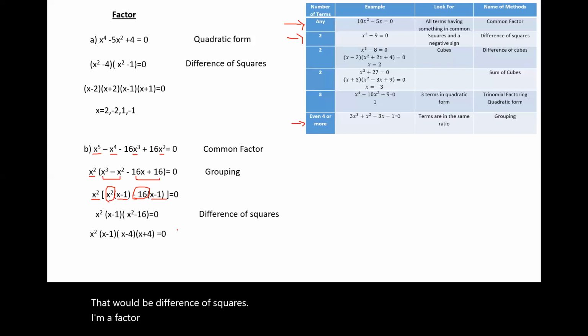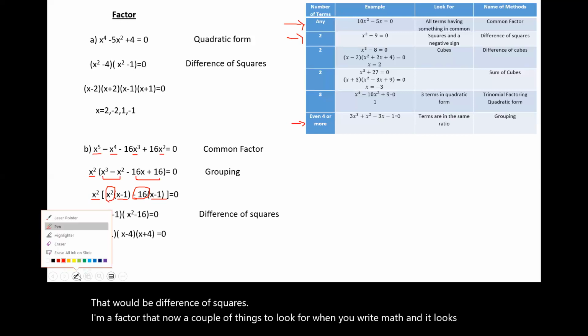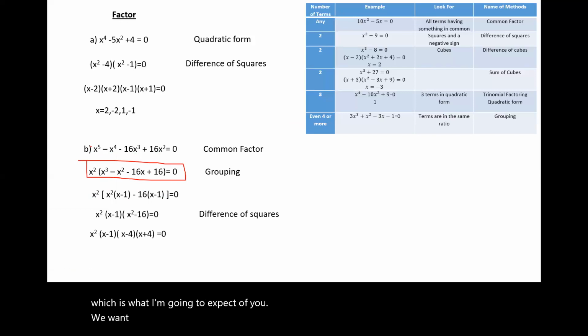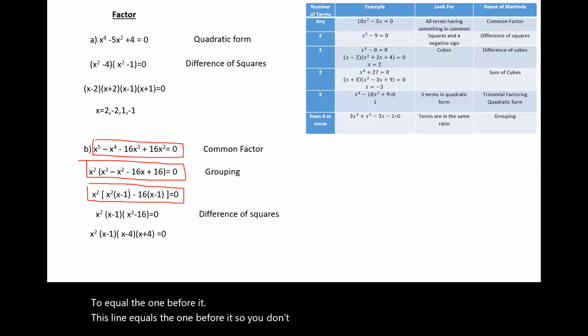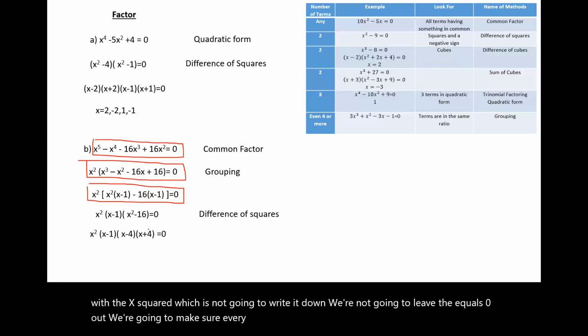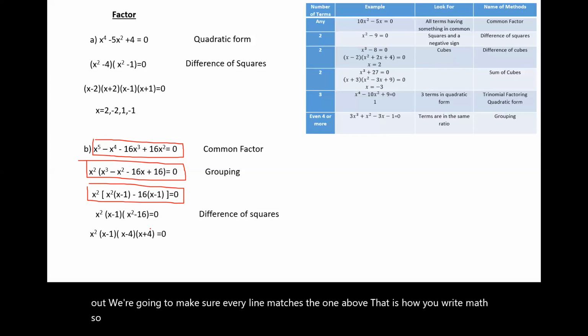Now, a couple of things to look for when you write math and it looks good, which is what I'm going to expect of you. We want this line to equal the one before it. This line equals the one before it. So you don't leave things out. We don't say, we dealt with the x squared, we're just not going to write it down. We're not going to leave the equals 0 out. We're going to make sure every line matches the one above. That is how you write math, so it's clear and easy to understand.